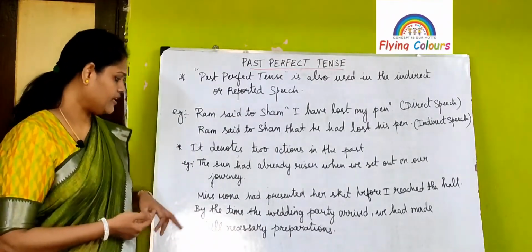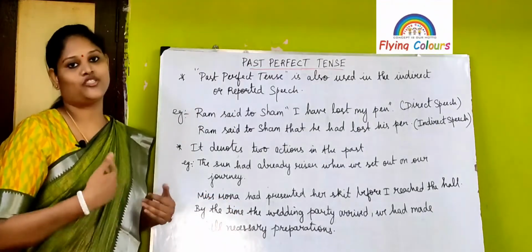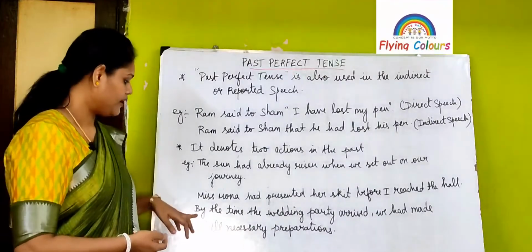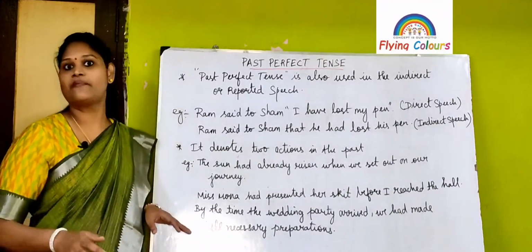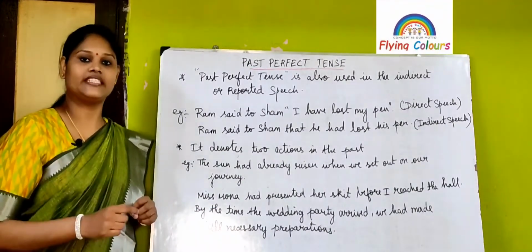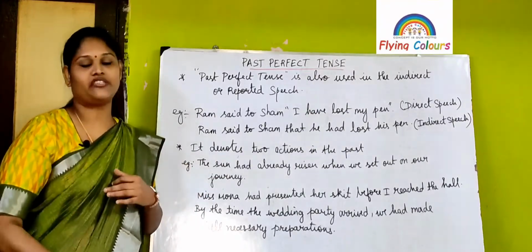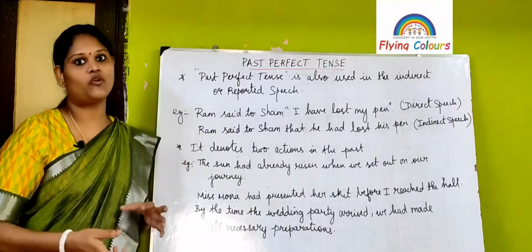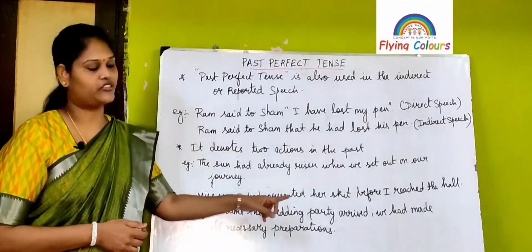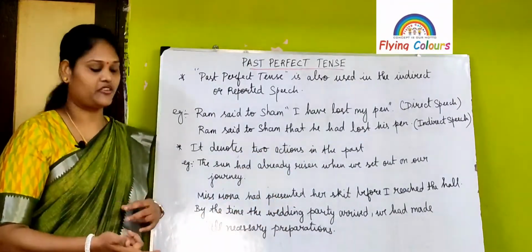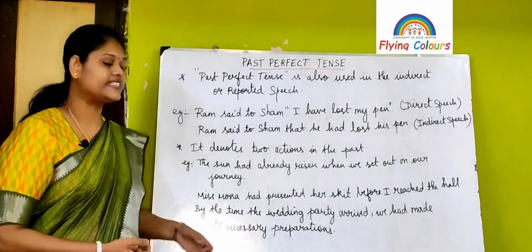And one more example, Miss Mona had presented her skit before I reached the hall. Skit means drama, right? By the time the wedding party arrived, we had made all necessary preparations. So, in this sentence, you can see two past actions. Wherever you see two past actions, you can guess the sentence is about past perfect tense, right? See, Miss Mona had presented her skit is one action. Before I reached the hall is the second action. By the time the wedding party arrived, we had made all necessary preparations.